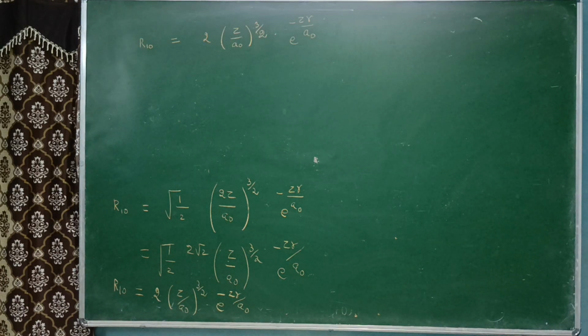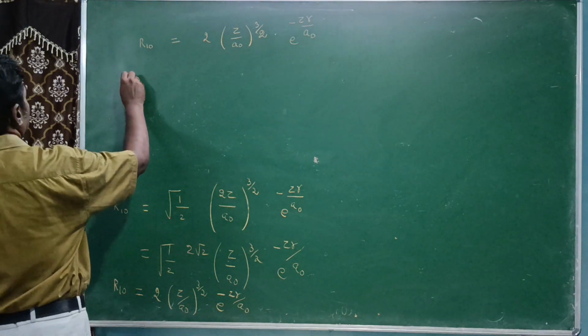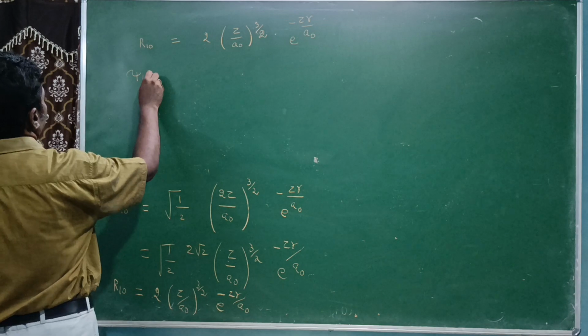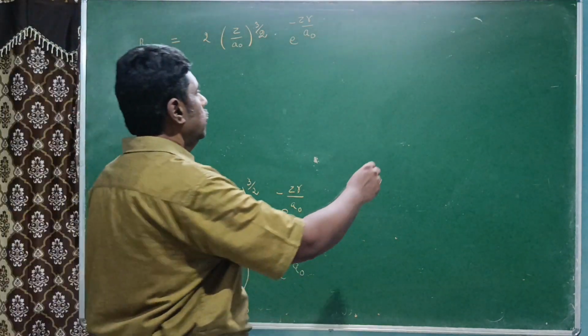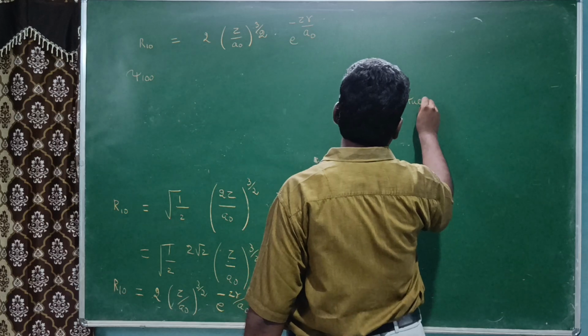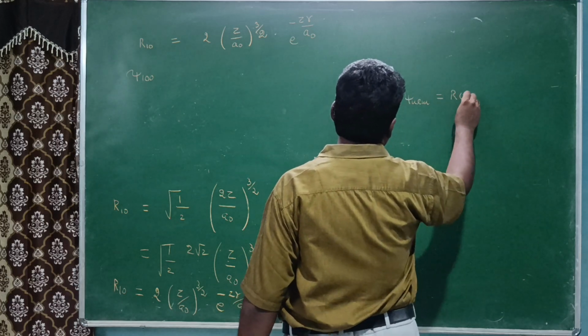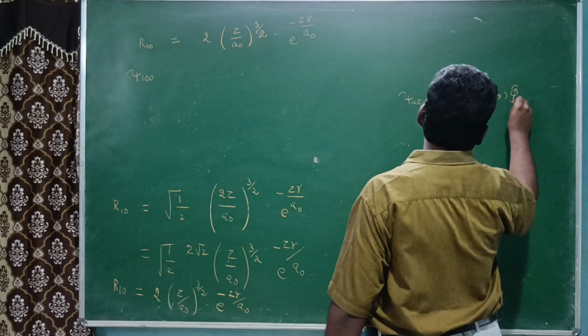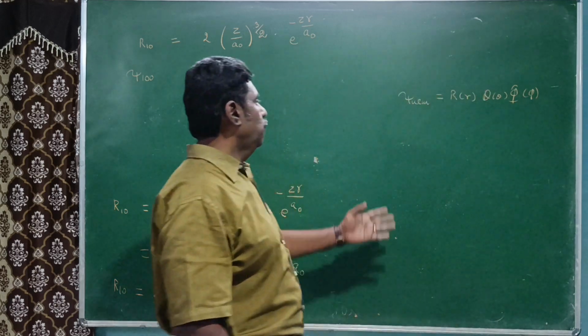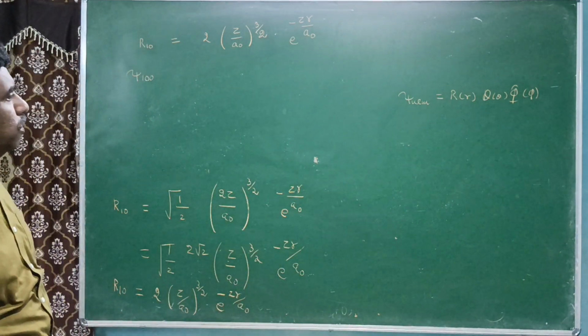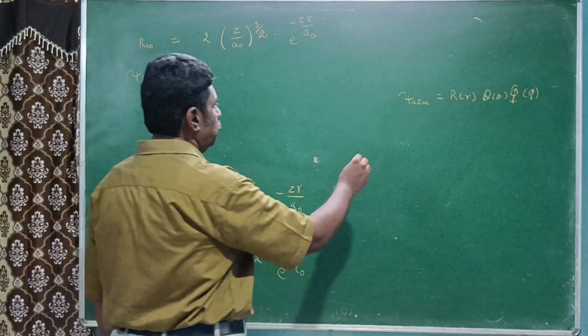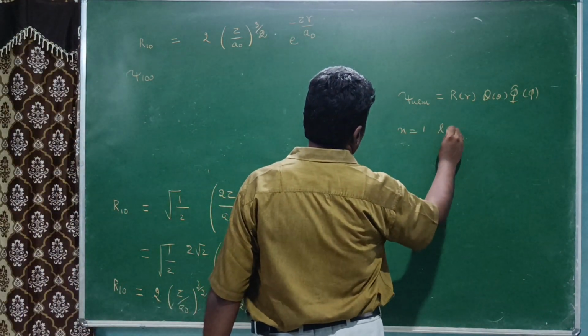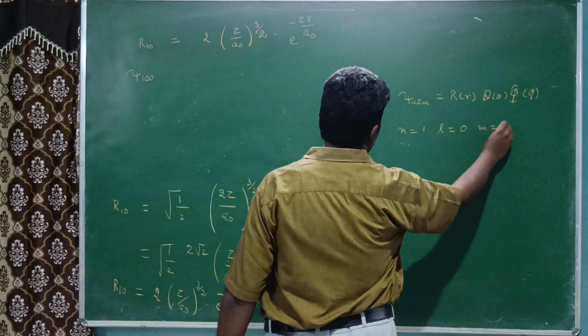From this R10, we may get our ground state eigenfunction psi 1 0 0. Psi 1 0 0 is the ground state wave function. The wave function is psi nlm, which is R of r, Theta of theta, Phi of phi. This is the value of psi nlm, the eigenfunction of the hydrogen atom. If you put n equal to 1, l equal to 0, automatically m equal to 0.